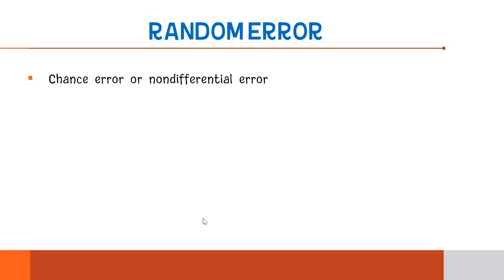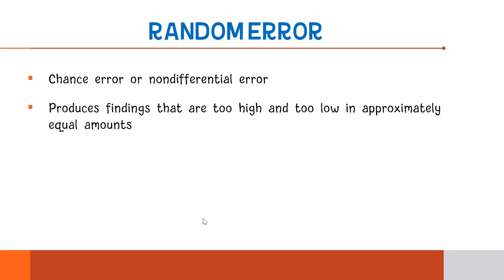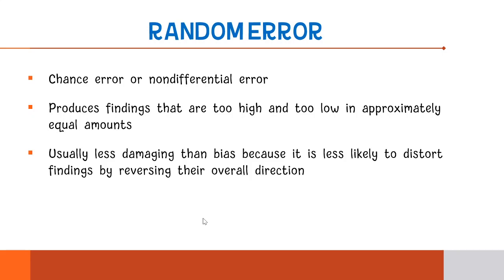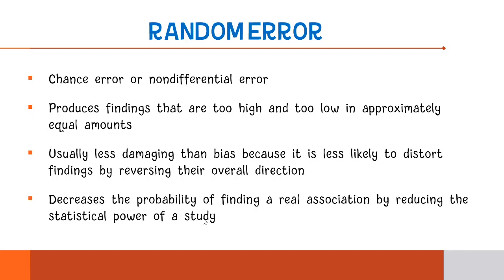Now, random error is also known as a chance error or non-differential error. It produces findings that are too high and too low in approximately equal amounts. Usually it is less damaging than bias because it is less likely to distort findings by reversing their overall direction, and it decreases the probability of finding a real association by reducing the statistical power of a study.